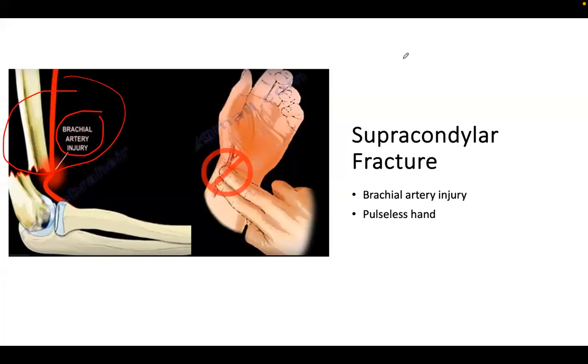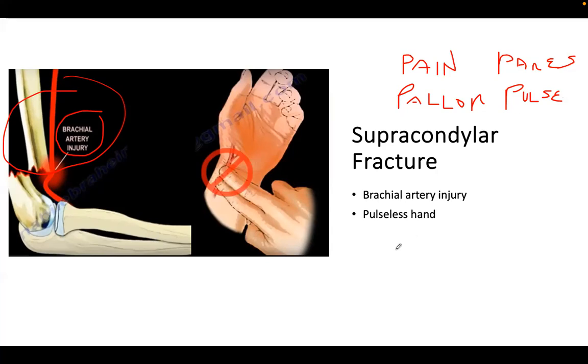Now, if I tell you there is going to be pain, there is going to be pallor, there is going to be paresthesia, and there's going to be pulselessness, what is your diagnosis? Pain, pallor, paresthesia, and pulselessness. The first manifestation is usually pain. This is most likely compartment syndrome.